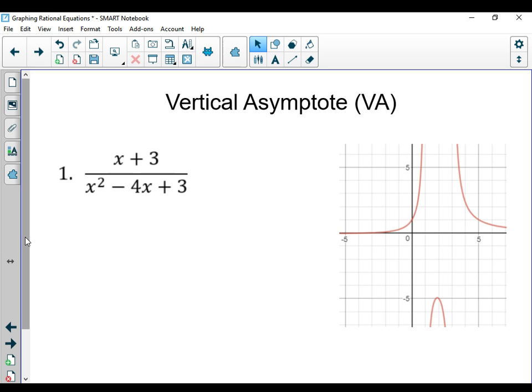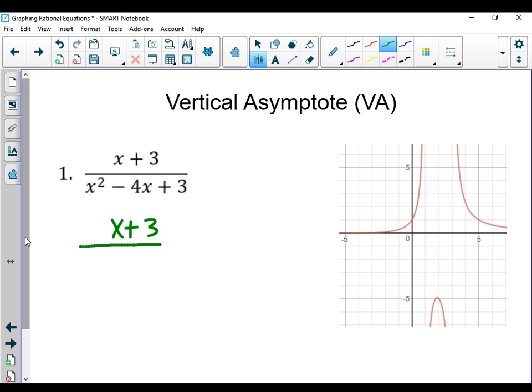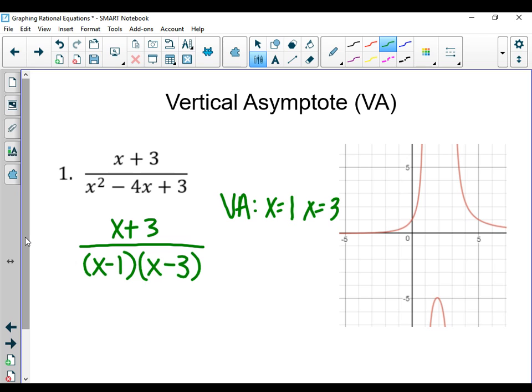Okay, so two numbers that multiply to get 3 but add to get -4: -1 and -3. To find your vertical asymptotes, we're just going to set our denominator equal to 0. We're used to writing x can't be. We're just going to write that our vertical asymptotes are x equals 1 and x equals 3.